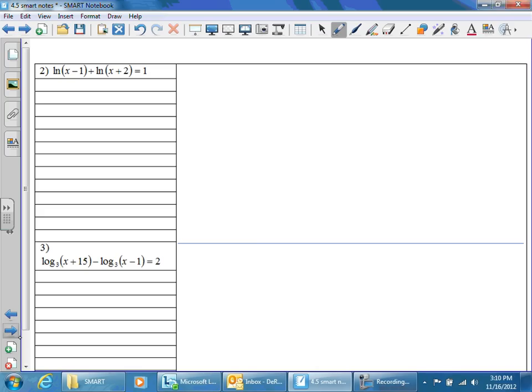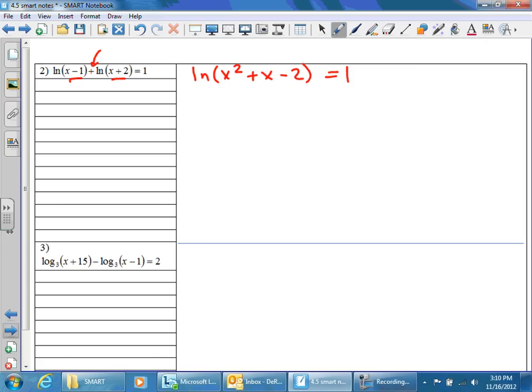Okay, let's do this next one. So the first thing I need to do is get just one ln going on here. And right now I have 2. So we're going to use our ln rules that says I can multiply those 2 when I have addition between the ln's. So multiply those together. And I got x squared plus x minus 2.